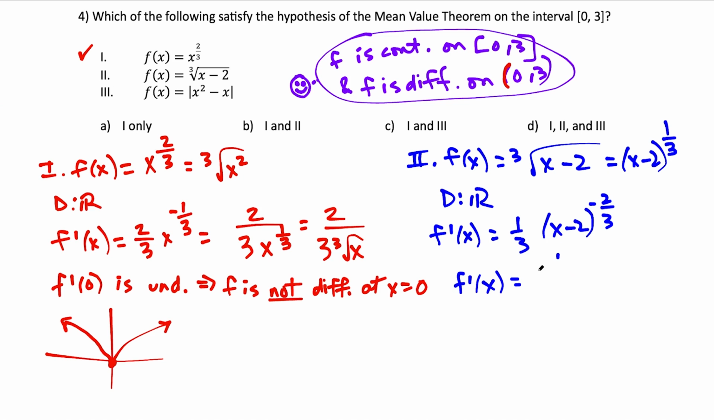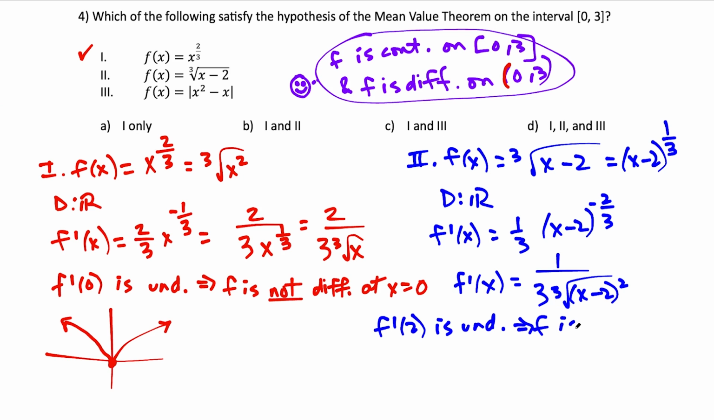So now I'm going to rewrite this as 1 over 3 times the cube root of x minus 2 squared. But now you see the problem with this one is that f prime of 2 gives us a denominator of 0, so f prime of 2 is now undefined, which means that f is not differentiable. So f is not differentiable at x equals 2.